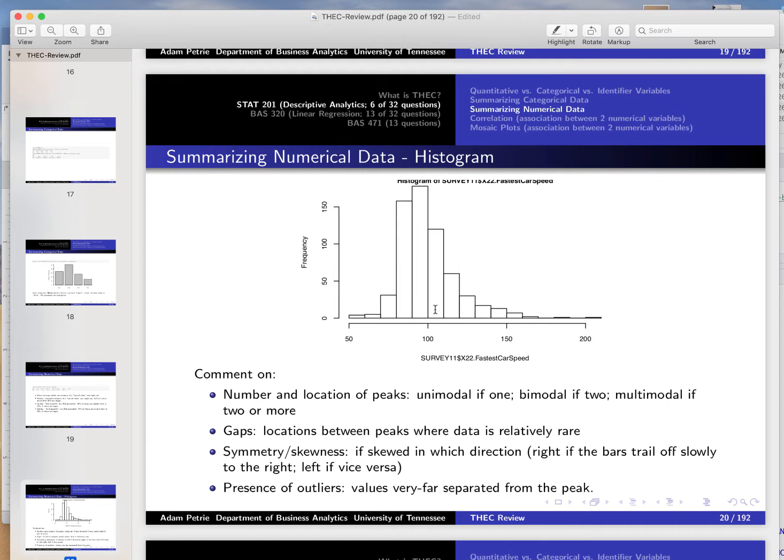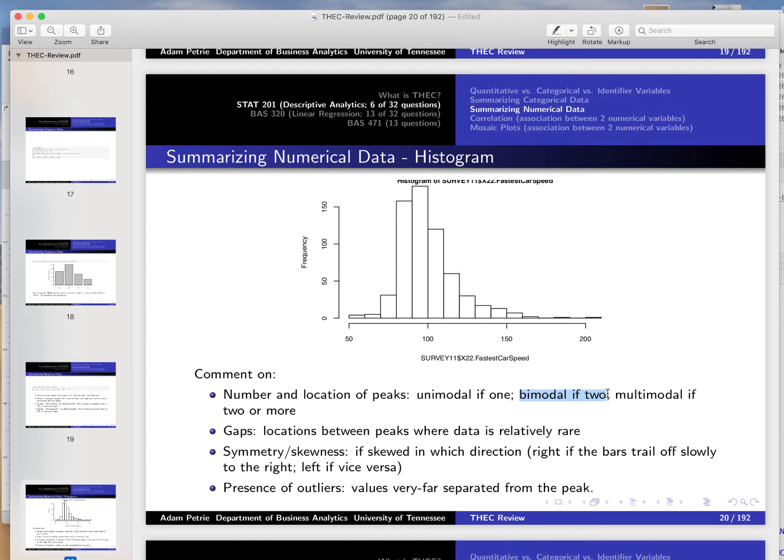So when we look at a histogram, what do we talk about when we look at the shape of the distribution? Well, the first thing that we look at is the number of peaks, what we refer to as the number of modes of a distribution, and where they're located. In this case, we just have a unimodal distribution because there's a single peak. If there were two peaks, we would call it bimodal. If there was more than two peaks, we'd call it multimodal. Trimodal if there were three here.